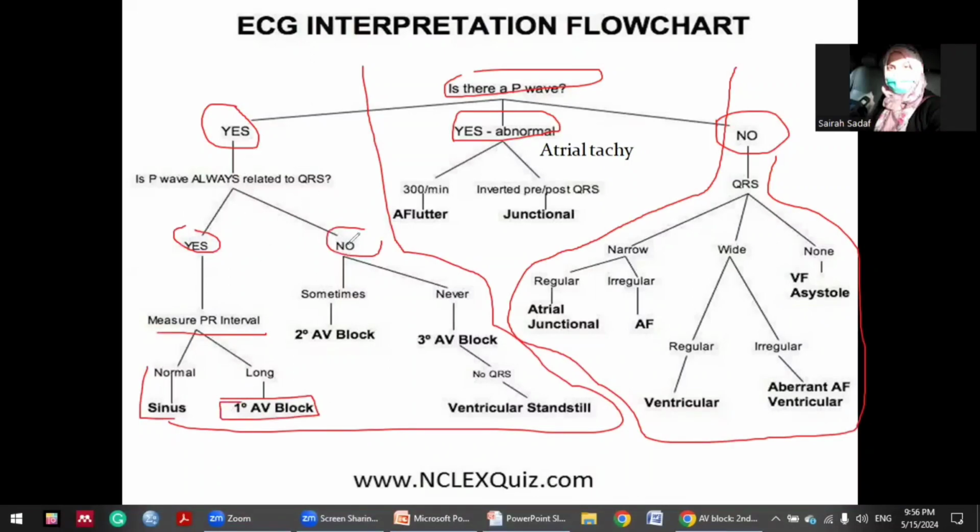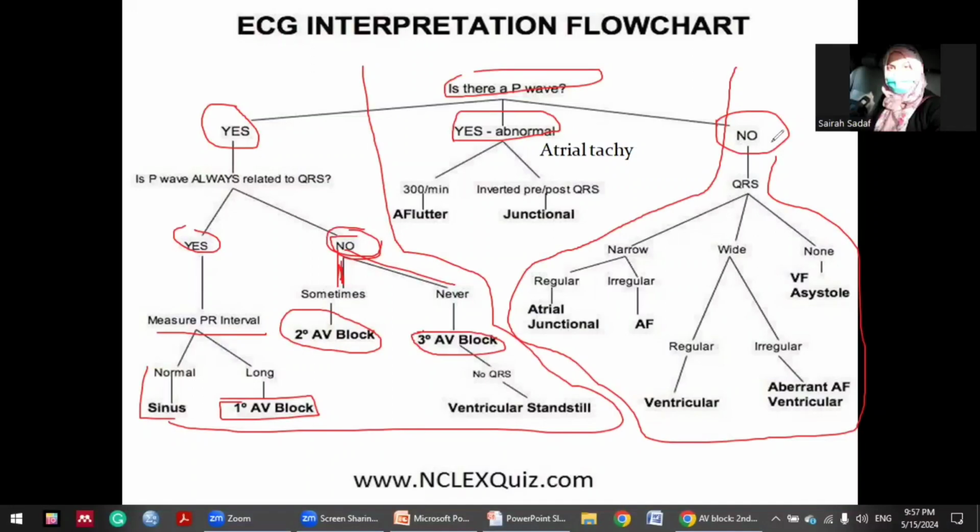Now coming to the no part. Is the P wave always related to the QRS complex? No, it is not. Sometimes it is, sometimes it never is. When it sometimes is, it comes under second degree AV block, and when it never correlates with the QRS complex, it comes under third degree AV block. Now that was very interesting actually.